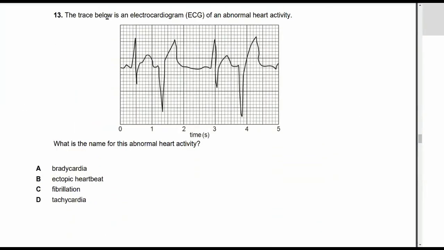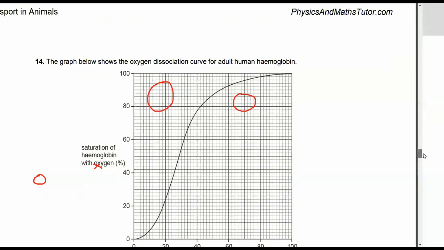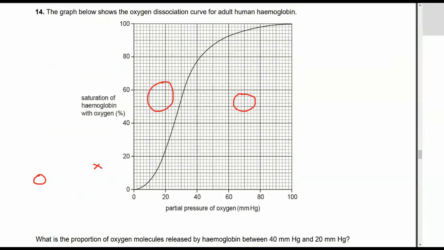Right, 13. The trace below is an electrocardiogram, ECG, of an abnormal heart activity. What is the name for this? We've seen this one on some of the earlier ones. You can see here that this is going to be an ectopic heartbeat because we've got some heartbeats missed. If it was bradycardia, it'd be a lot slower than this. But you can see here where I've circled in red, we've got some parts of the heartbeat that are missing. And it's not tachycardia, it'd be a lot faster. And fibrillation would be all over the place, no recognizable areas.